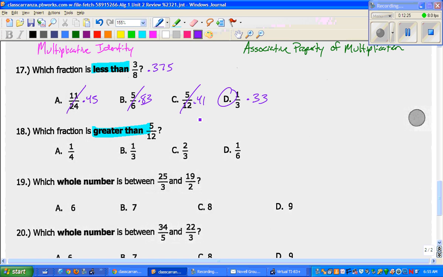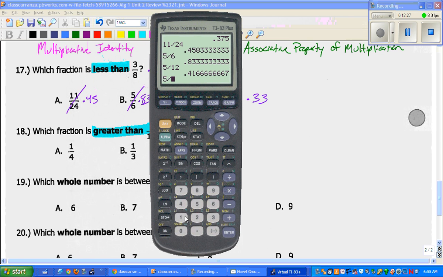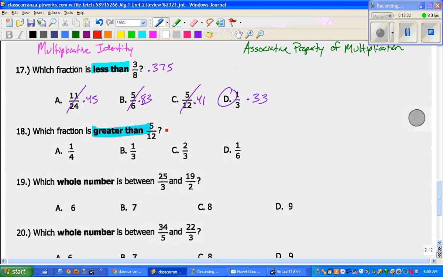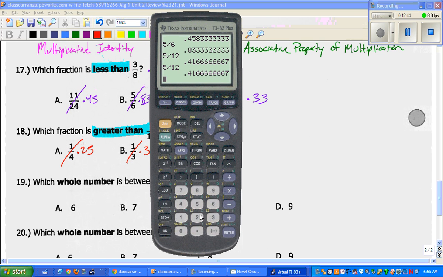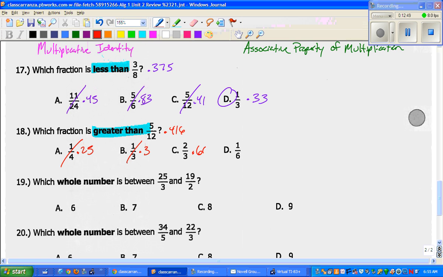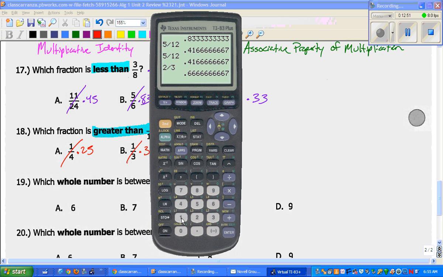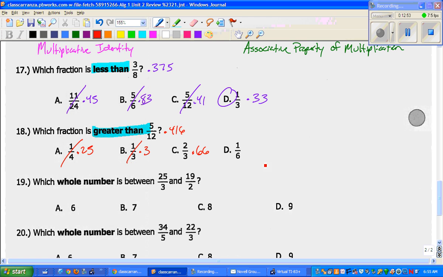This one is saying greater than. So 5 divided by 12, we're looking for something that is greater than 0.416. Well, I already know that one. That one's 0.25. That is not greater. We just did that one, which is 0.333. 2/3 is 0.66. So that's greater. Let's just look to see what the other one is. And that's 0.16. So C is the correct answer.